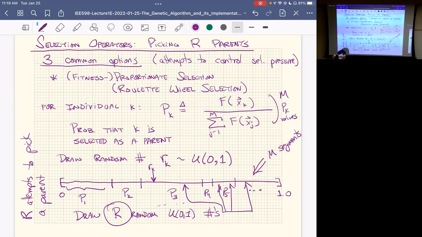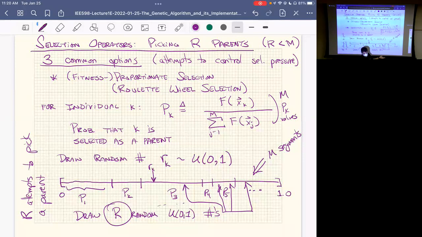Yep. Last question. The value of R should be equal to M, right? No, so R is always less than M. I guess it could be equal to M, and then you'd have all breeders. But you want to leave room to provide new offspring.